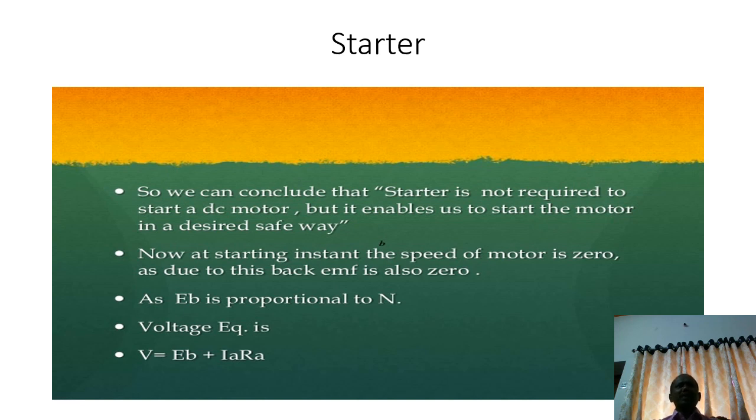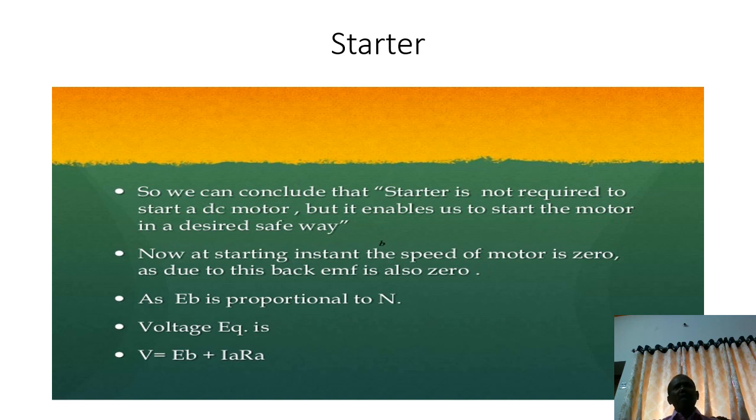So at the time of starting, there is no speed, meaning N is equal to 0. Therefore, no back EMF is generated in the DC motor. Now you can see the equation V is equal to EB plus IARA. Here EB is also 0. Now you can write voltage V is equal to IARA. Therefore, IA is equal to V by RA.